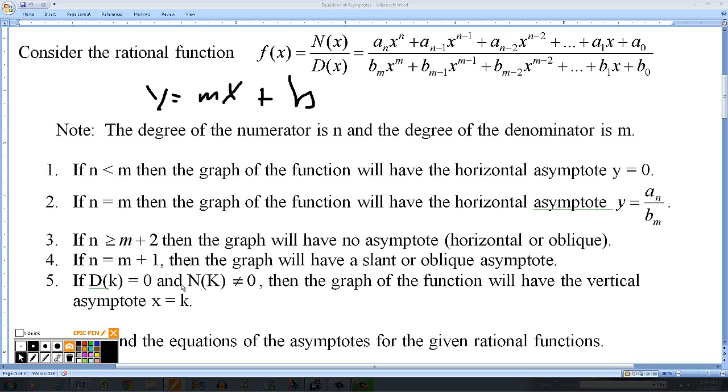Now, if you have the rational function in reduced form, you don't have to worry about whether the zeros of the numerator are going to lead to vertical asymptotes. But if it's not, then you have to consider this. So any number that makes the denominator 0 but not the numerator will lead to a vertical asymptote.